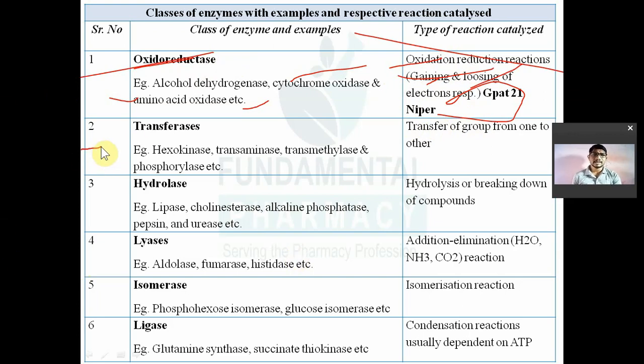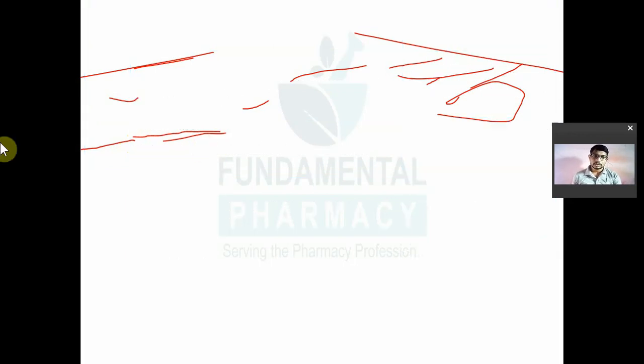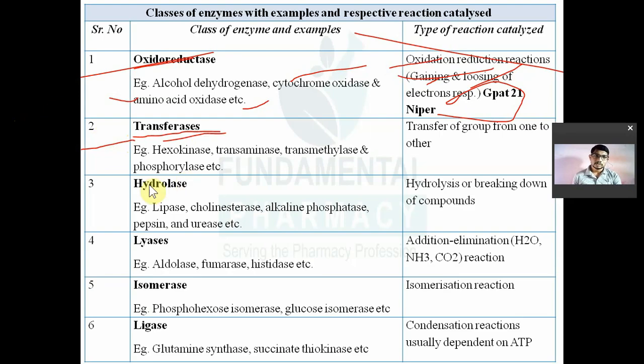Now the second category of enzymes is known as the transferases. As the name indicates, transferases means transfer of what? Transfer of groups. So they are involved in the transfer of groups. Examples are hexokinase, transaminase, transmethylase, and phosphorylase.